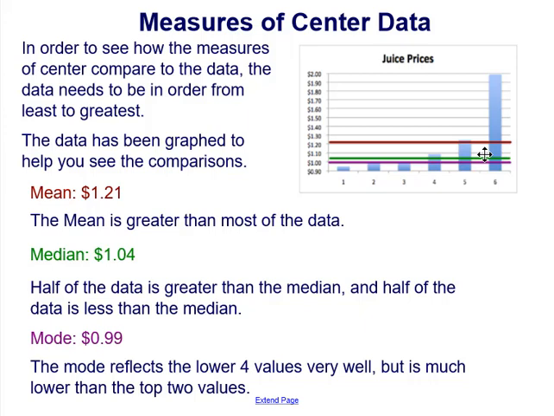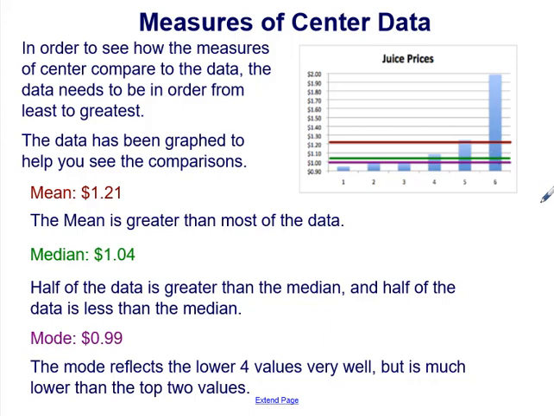So now we have the median, so your middle data point is $1.04. Here, half the data is greater than the median and half the data is less than the median. You have your median right in the middle. So that is actually smack dab in the middle. It's a good representation, except you do have your 6th value being higher than the others.